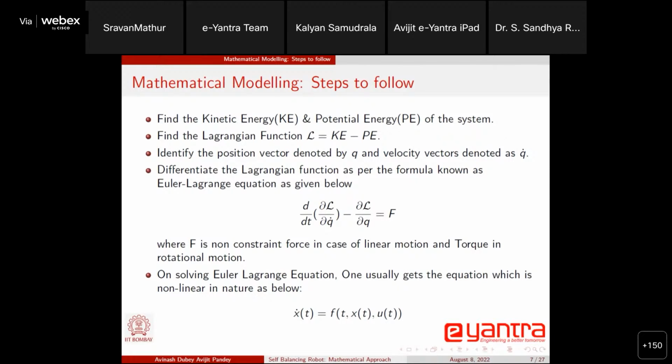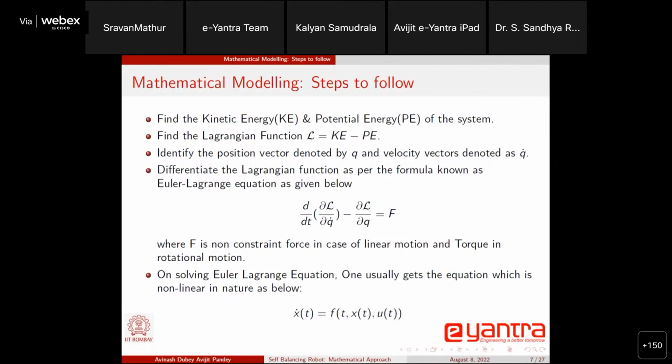Usually the states of the system are denoted by two things: the position vector and the velocity vector, known as q and q dot. Then we get the Euler-Lagrange equation, which is d by dt of del L by del q dot, where q dot is the velocity vector of your states, minus del L by del q, where q is your position vector, and that is equal to F, the force or torque acting on the system. F is force in the case of linear motion and torque in rotational motion. Now you solve this equation and you get certain equations which are non-linear in nature.